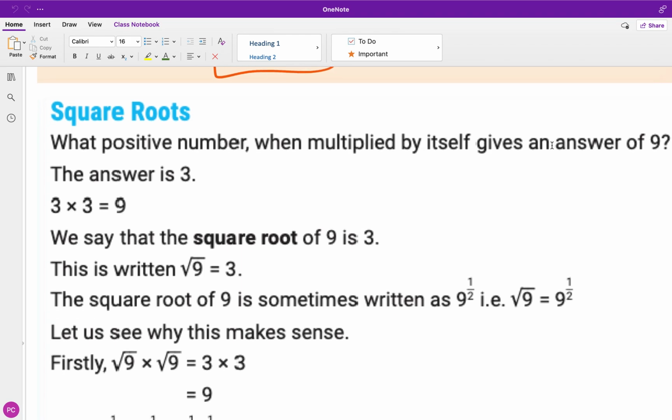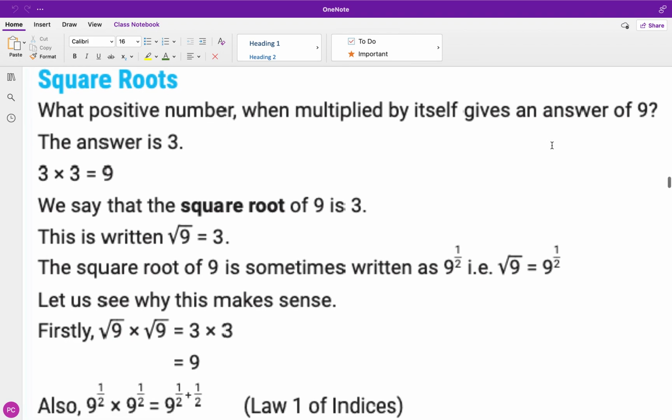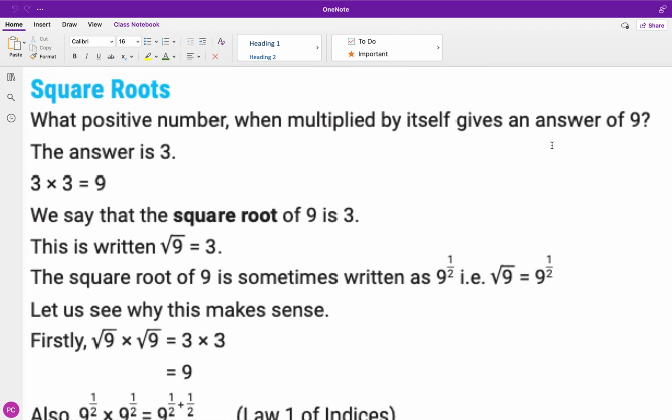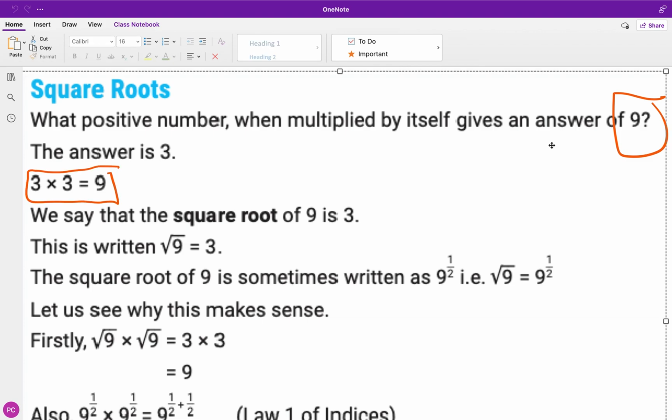Only other thing I want to show you today is a bit about square roots. So when a positive number is multiplied by itself, if the answer was, say, for example, 9, the number is going to be 3. So we have 3 by 3 is 9. You all know that. And we know that if we get the square root of 9 and throw that into a calculator, it's going to be 3. Why? Because 3 by 3 is 9.